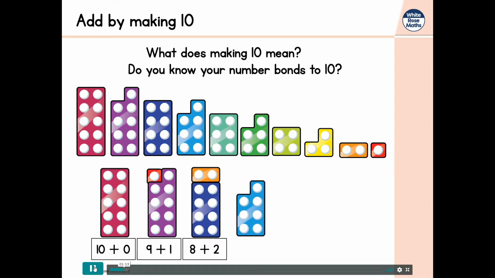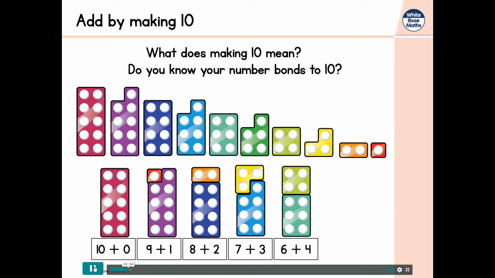And now we have 7. Can you start to see a pattern? What do we add to 7 to make 10? Perfect. 7 plus 3 equals 10. And 6 plus 4 equals 10. And one last one.